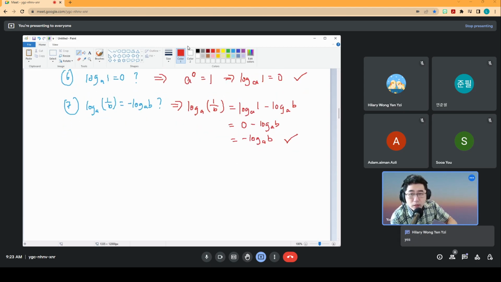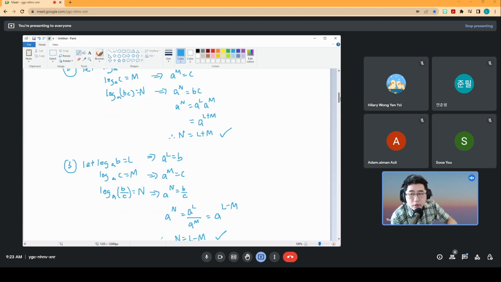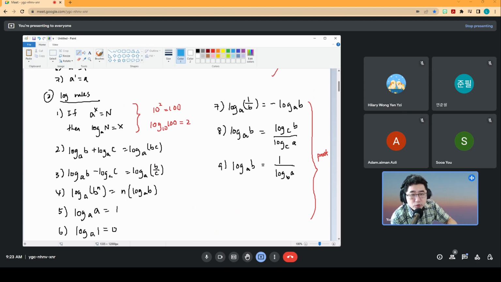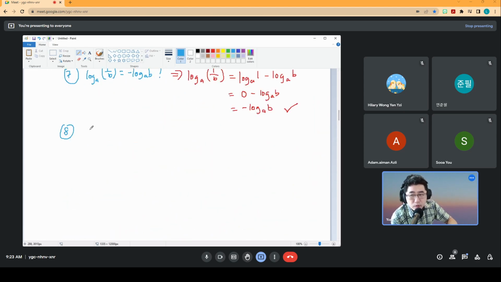Number 8, we have the changing base rule. Log_a b equals log_c b over log_c a. The changing base rule says that if you have log_a b, you can always replace the base by a new c, and write the b on top and the a below. They have the equivalent value. But why is it so?